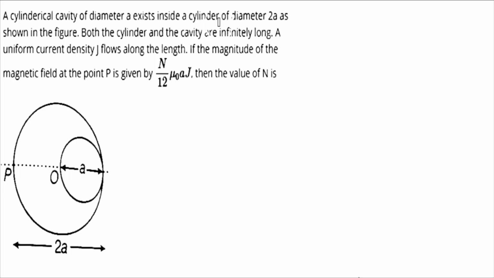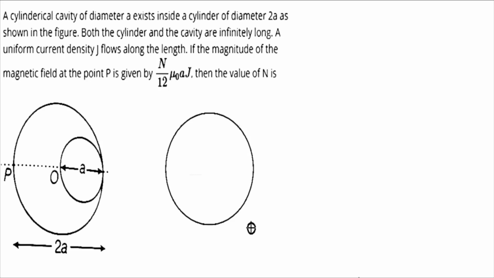Now both the cylinder and the cavity are infinitely long. A uniform current density J flows through the length. Now if the magnitude of the magnetic field at point P is given to be n by 12 mu naught A J, we need to find the value of n. Okay. Now how can we do this? So for example, we can just replace this.